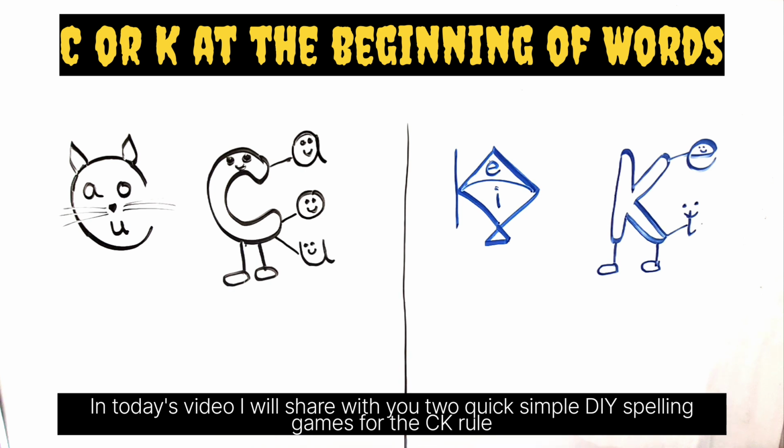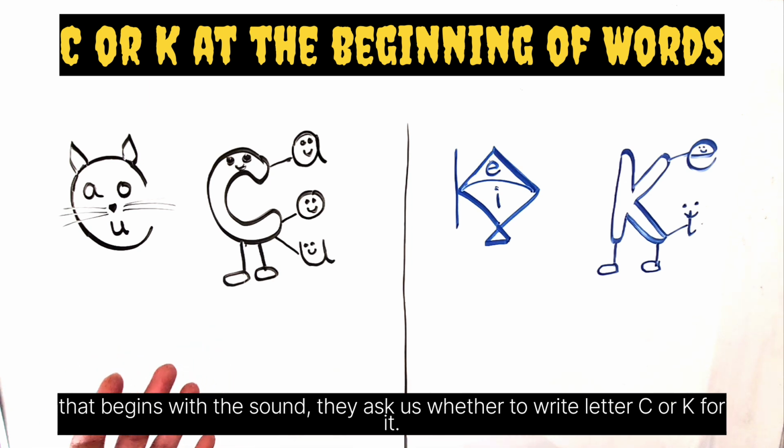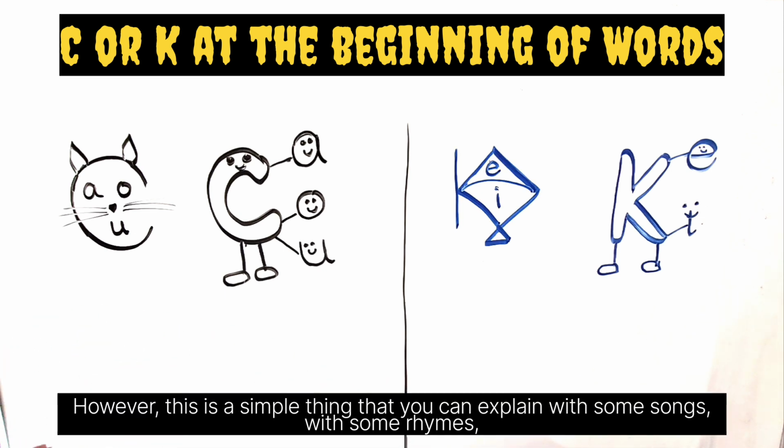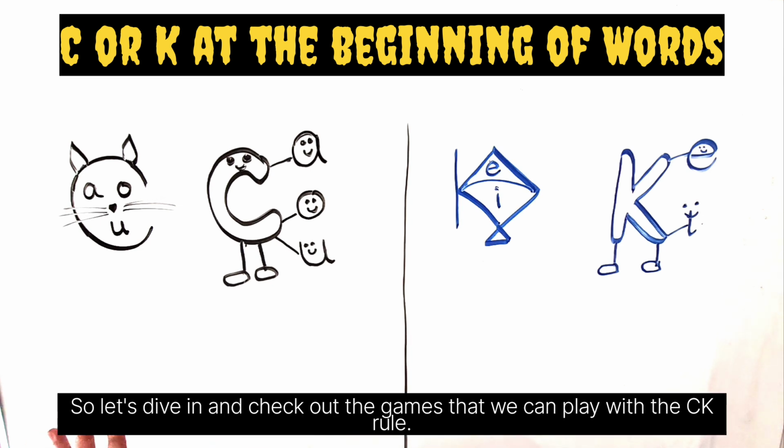In today's video, I will share with you two quick simple DIY spelling games for the CK rule at the beginning of the English words. This is a common spelling problem: when kids write any word that begins with a k sound, they ask us whether to write letter C or K for it. However, this is a simple thing that you can explain with some songs, with some rhymes, and then reinforce that concept with some games and at the end with some worksheets. So let's dive in, check out the games that we can play with the CK rule.